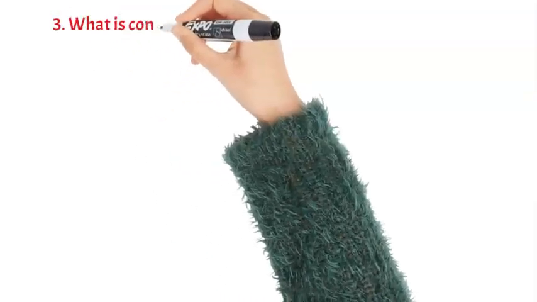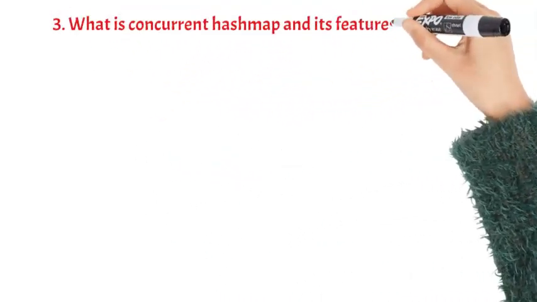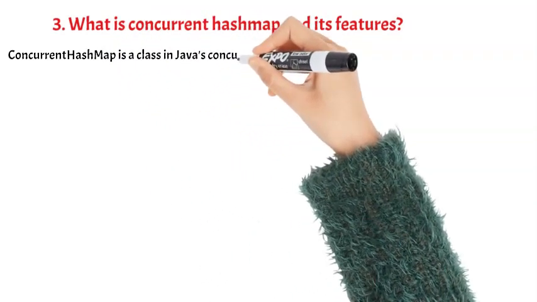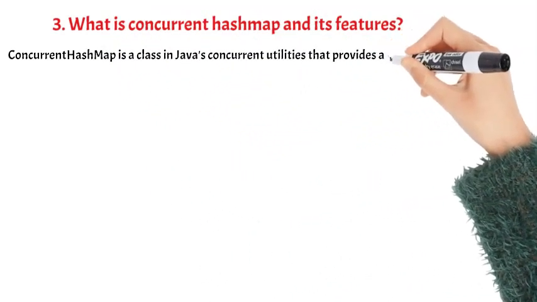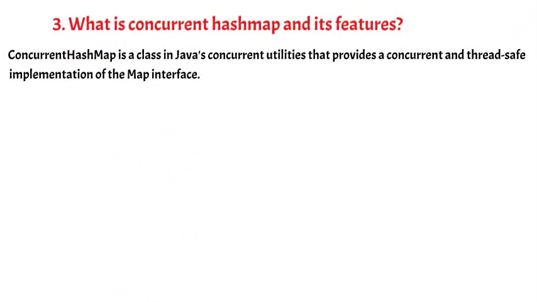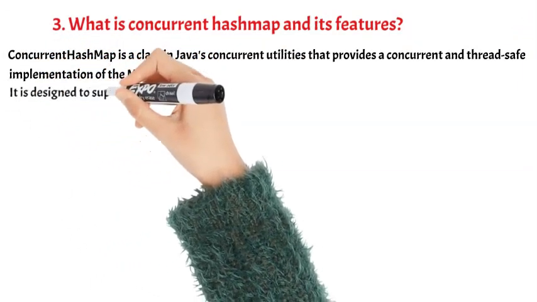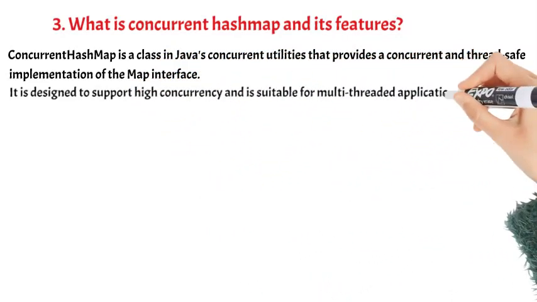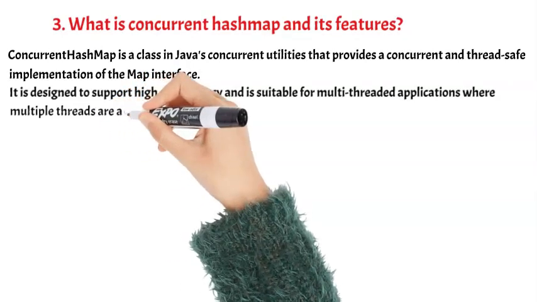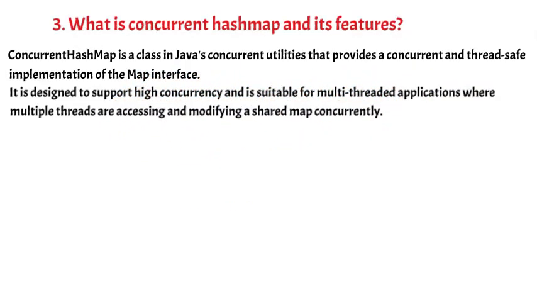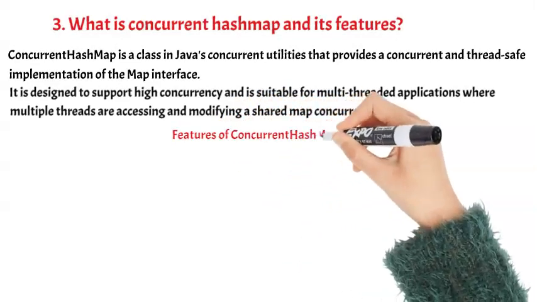3. What is ConcurrentHashMap and its features? ConcurrentHashMap is a class in Java's concurrent utilities that provides a concurrent and thread-safe implementation of the Map interface. It is designed to support high concurrency and is suitable for multi-threaded applications where multiple threads are accessing and modifying a shared map concurrently. Features of ConcurrentHashMap.